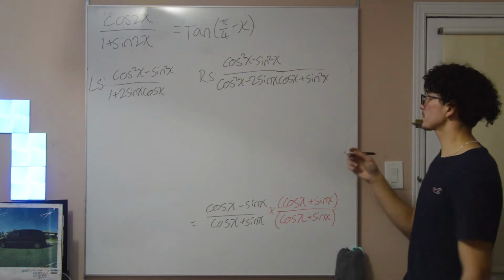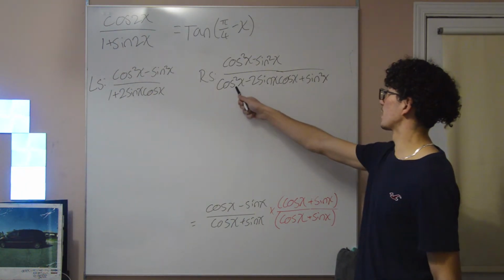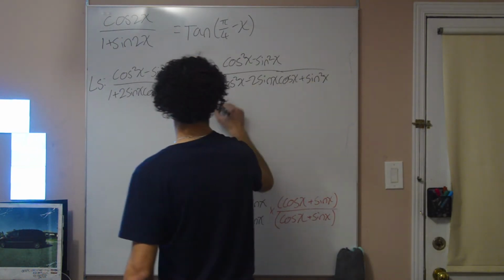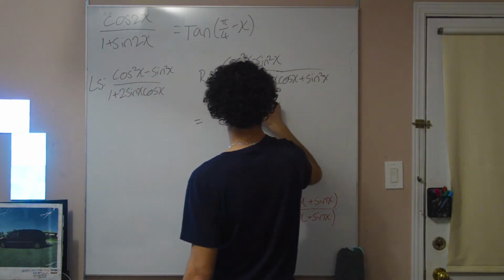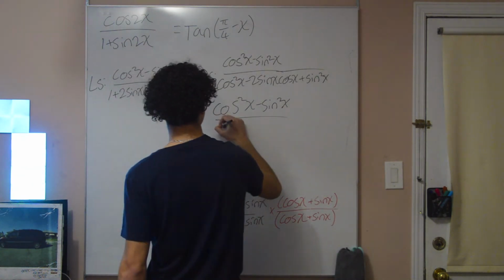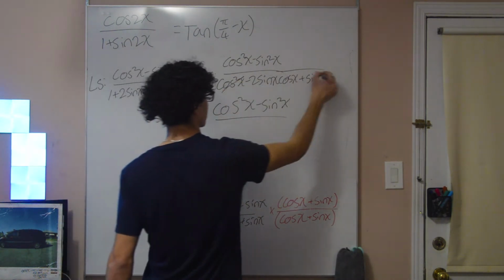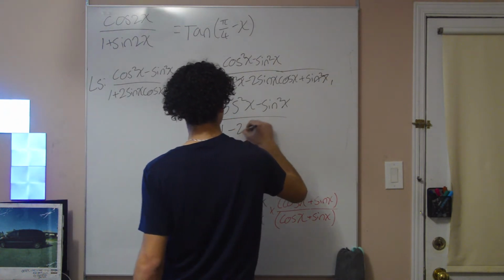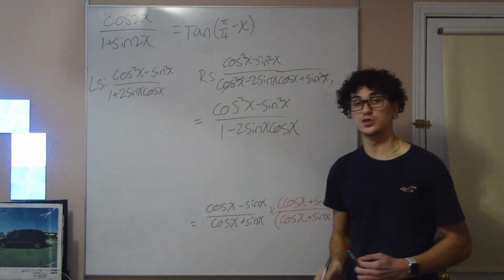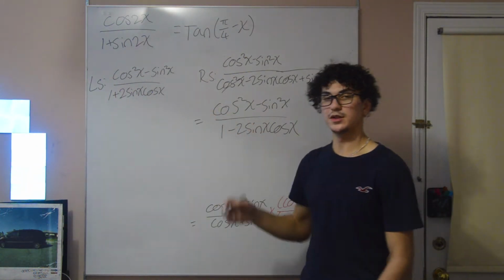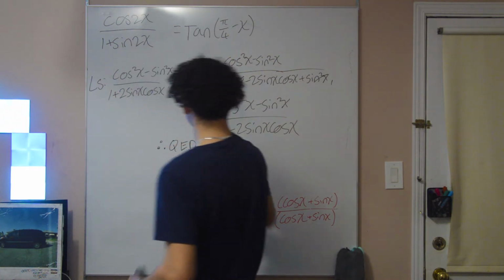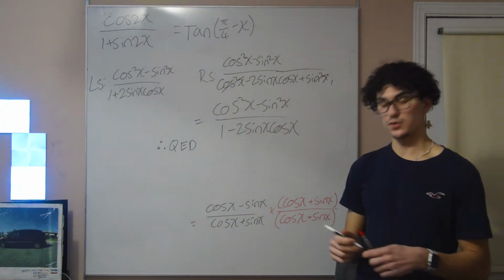Just like that. And something else you'll notice is that cos squared x plus sine squared x actually gives us 1. So from here, we just finished. We get cos squared x minus sine squared x over, now cos squared x plus sine squared x equals 1, 1 minus 2 sine x cos x, just like that. Those are equal, therefore QED. Now let's move on to the next one.